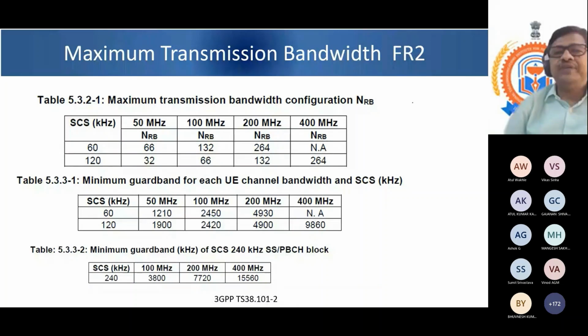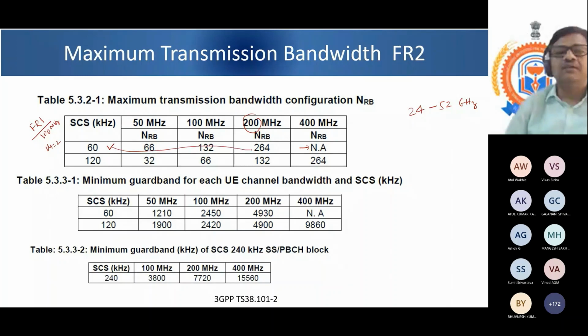FR2 means all those frequencies which are from 24 to 52 gigahertz, millimeter wave. So here, 60 kilohertz you can use. Just remember, 60 kilohertz sub-carrier spacing, that is numerology 2, was used in FR1 also. But in FR1, we were able to go up to 100 megahertz channel bandwidth. Here we are able to go up to how much? Up to 200. Just see, 400 is not applicable.